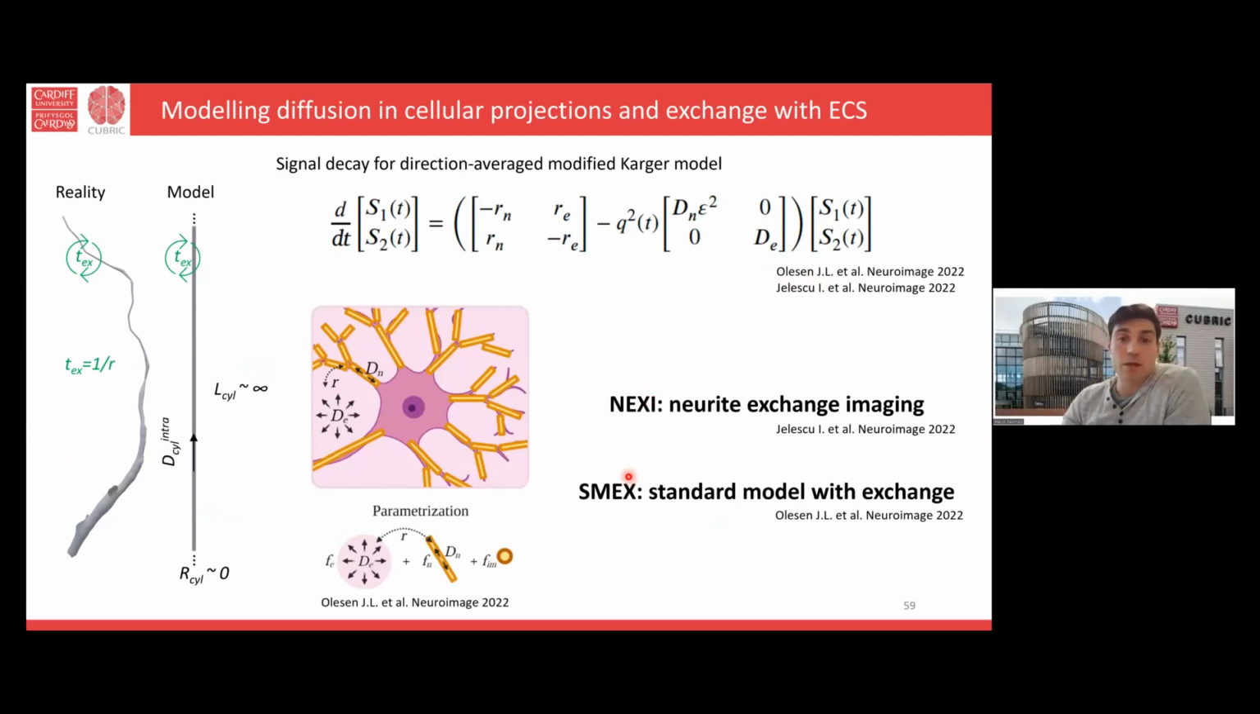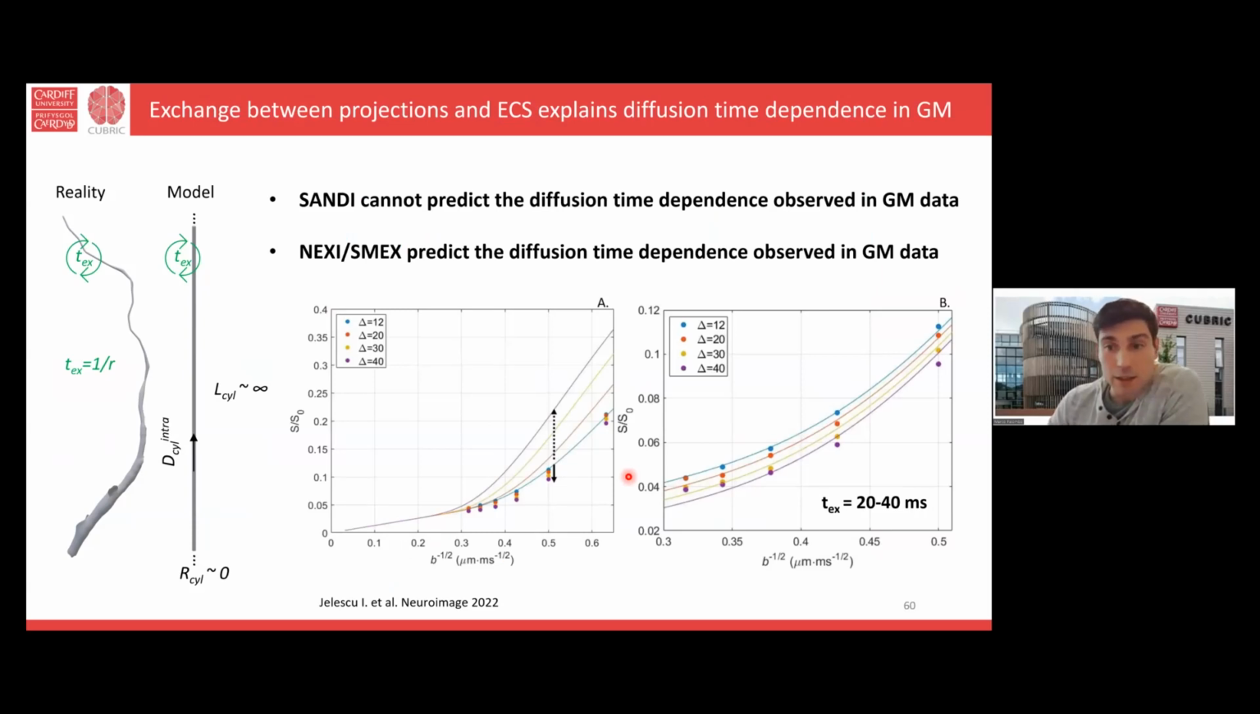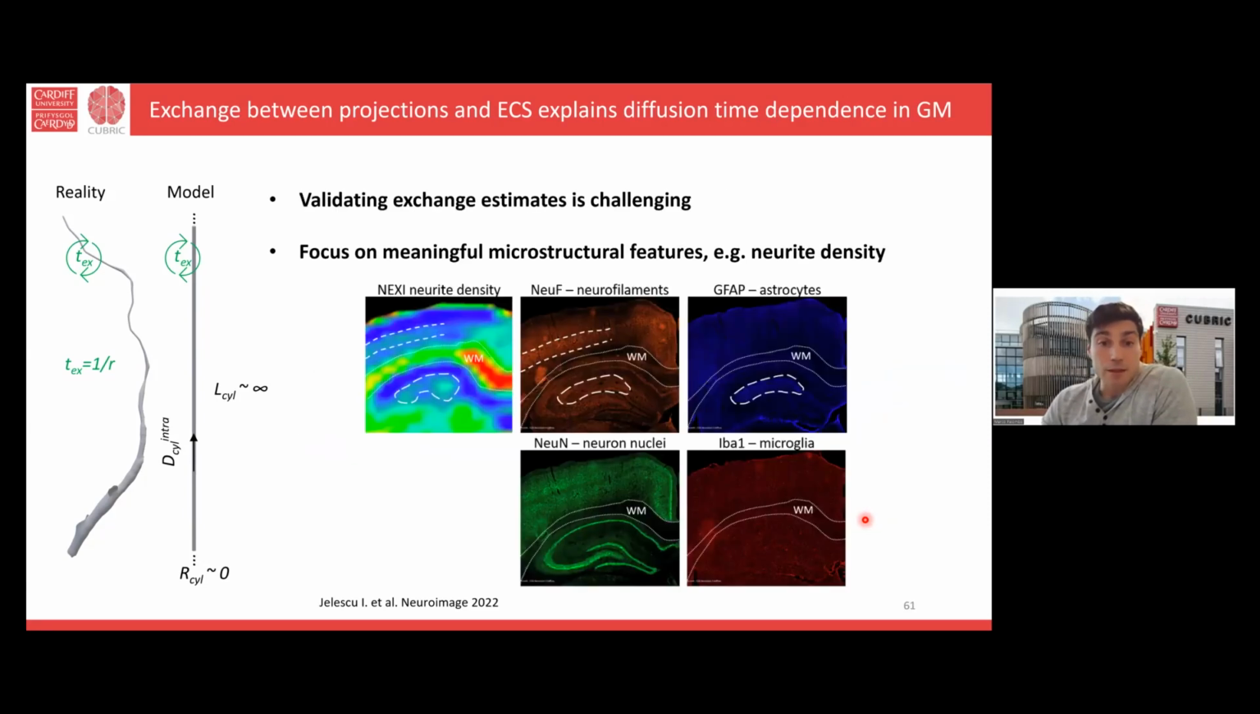And both of them have demonstrated that they can characterize the time dependence of the diffusion signal in the gray matter, and the estimated exchange time with NEXI is around 20-40 milliseconds in the rat cortex. This has been put in a validation setting with histology. However, validating exchange time is very difficult.